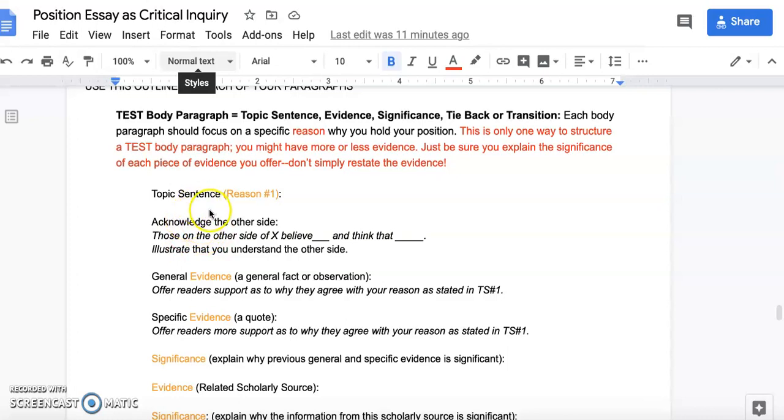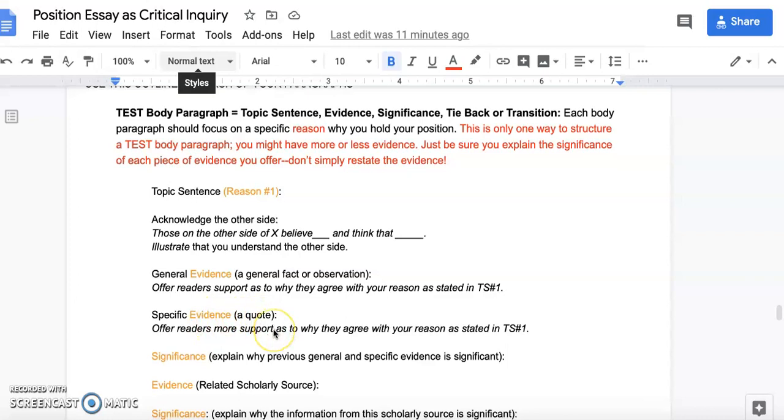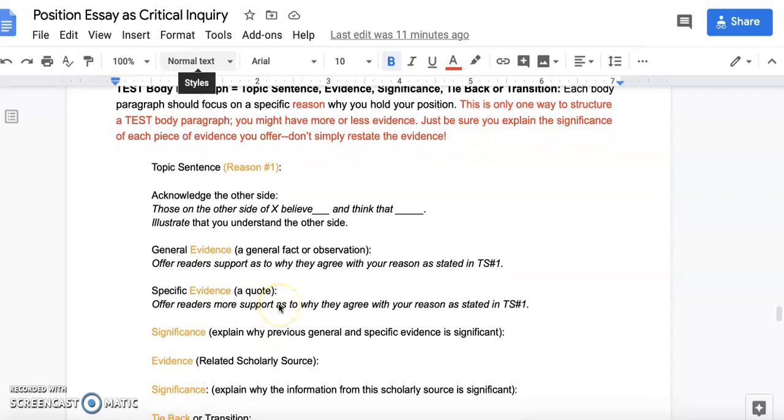So what we're going to do is offer our topic sentence, our clear claim, right? We're asserting some sort of clear claim about our topic. Then we're going to add our evidence. That evidence could be general evidence or it could be specific evidence. So you might have a general fact or an observation or a general example. And then specific is going to be a quote. It might be a case study. It might be a particular report or something like that, specific evidence. And then we're going to explain the significance.